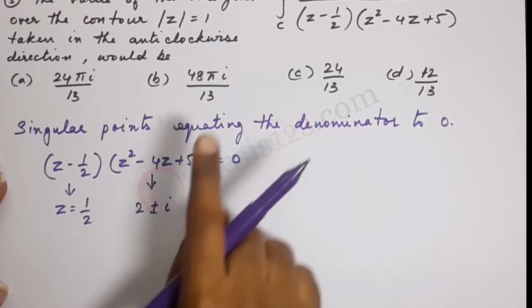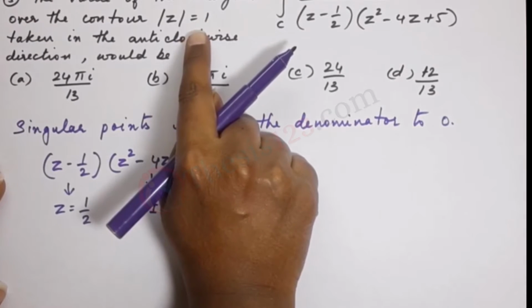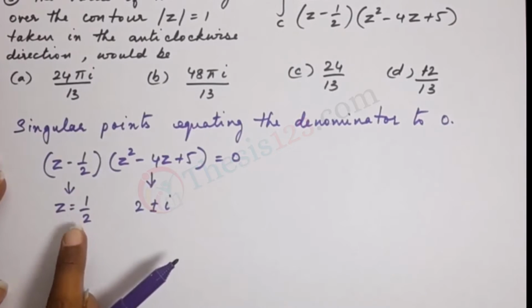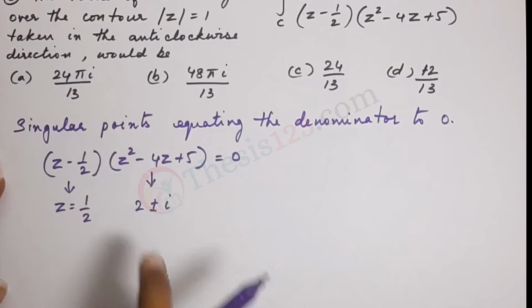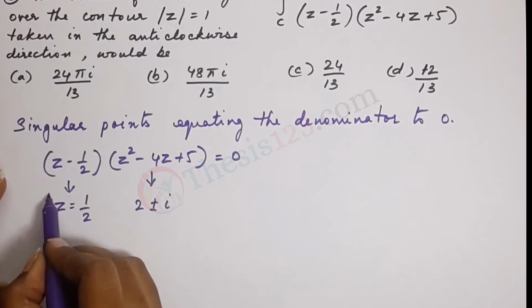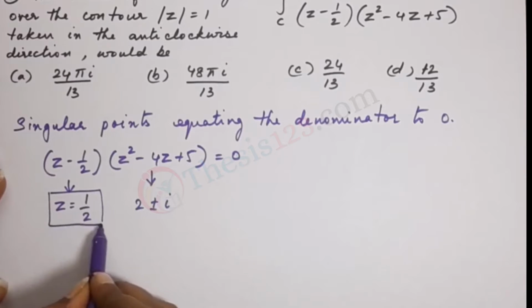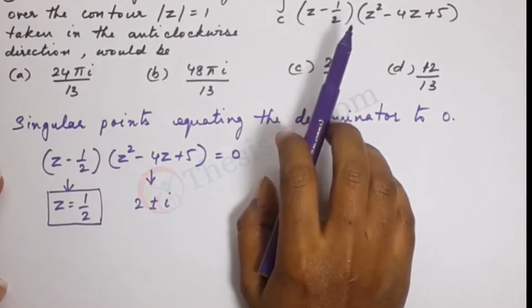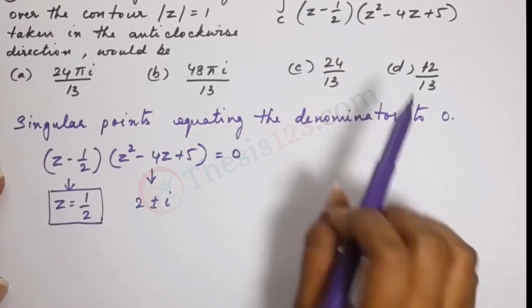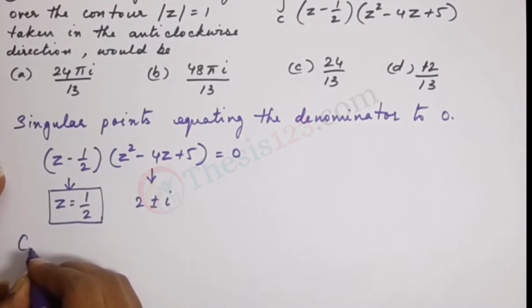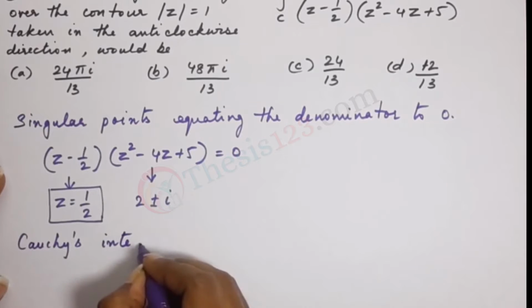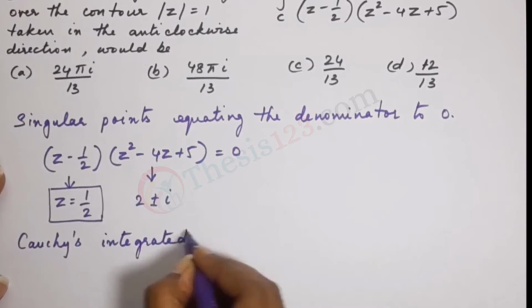And you will notice that in the given curve, mod z is equal to 1, closed curve, z is equal to 1 by 2 is the only point that lies within this curve. So this is the value that we will have to use. z is equal to 1 by 2. Okay. And to solve this integral, this function, we are going to use Cauchy's integral formula.